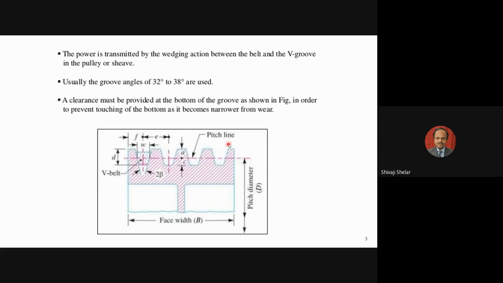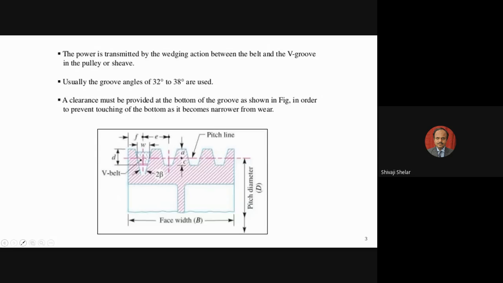There are standard values available. There is a standard value available for E, and there are also tolerances available. Whenever we select the pulley, we have to select the appropriate pitch diameter, appropriate value of depth, appropriate value of E, as well as the tolerance on this value, so that these pulleys can be used effectively for power transmission.